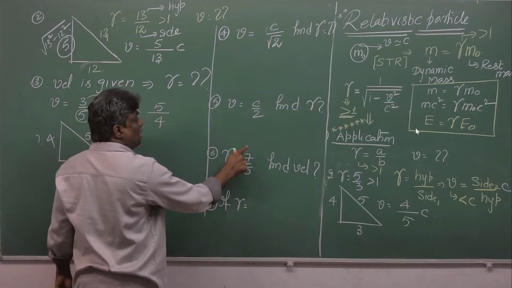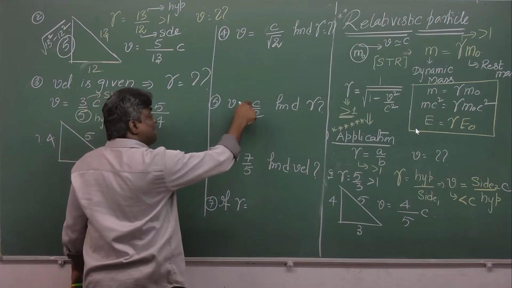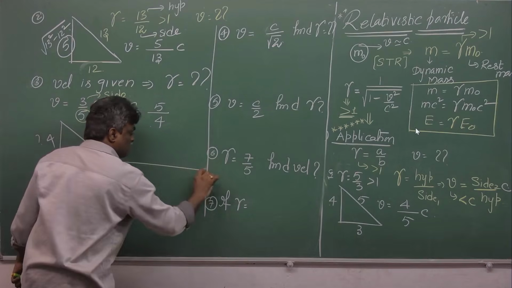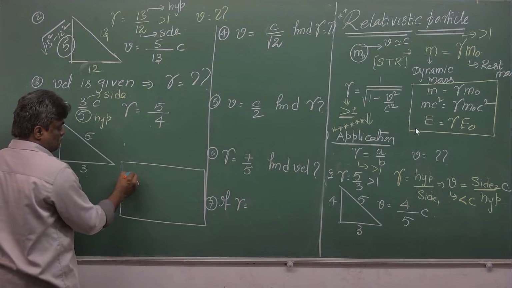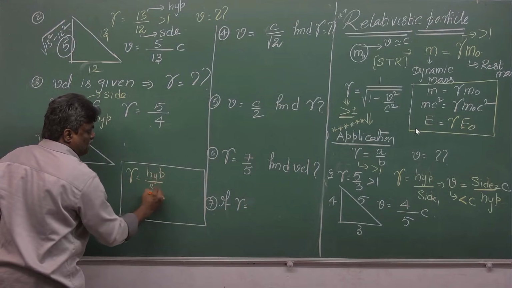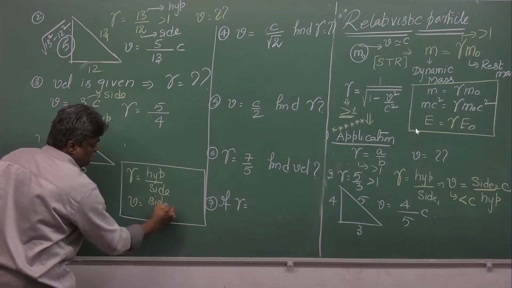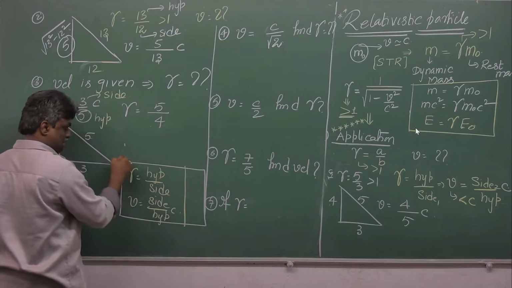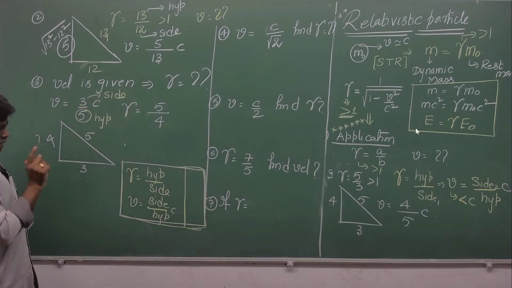Gamma, hypotenuse by side. Velocity, side by hypotenuse. Don't forget this. Please write here. Now for 5-10 minutes you will remember, but please write there. Gamma hypotenuse by side. Velocity side by hypotenuse into C. By using this small Pythagoras theorem, we need not do that mathematics.